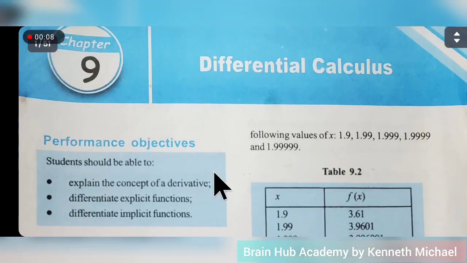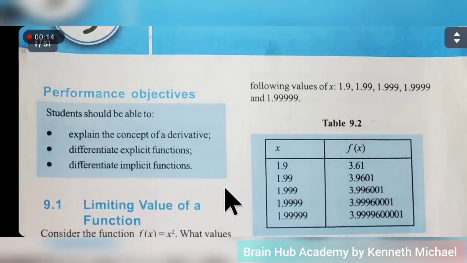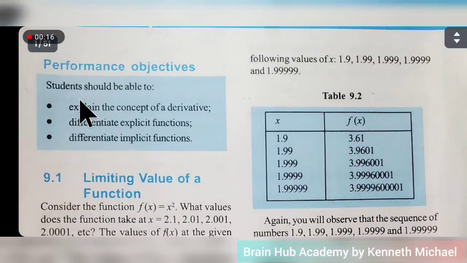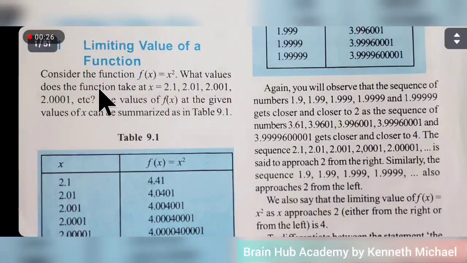Differential equation is what we want to look at, which is called differential calculus at this level. So by the end of this, we should be able to explain the concept of derivative, differentiate explicit function, differentiate implicit function, and what have you. First of all, limit value of a function. Now consider the function f of s equals s squared.